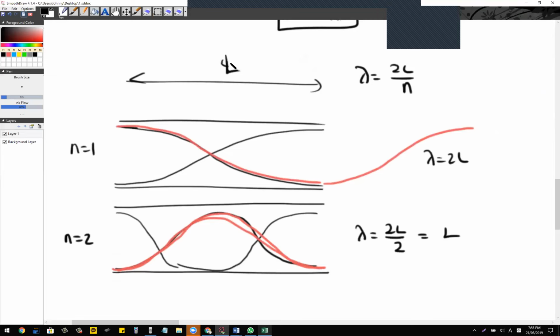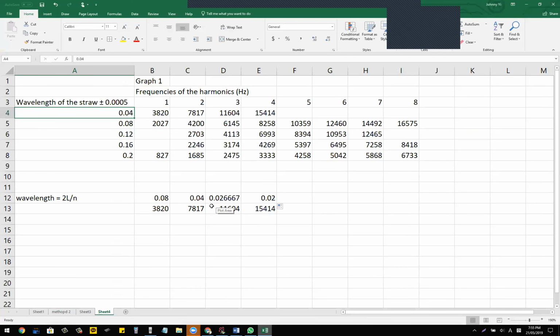So that's why even with the fixed straw, if you have different harmonics, then the wavelength changes. I thought the wavelength was fixed for the length of the straw. So this is the wavelength, this is the frequency. When the frequency is this, this was the wavelength. When you multiply them, you get the speed of sound. But we have to do this one as well.